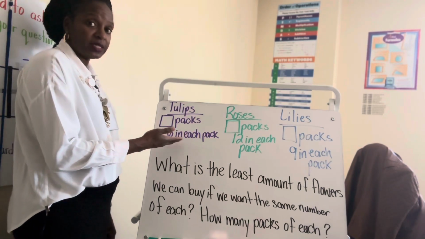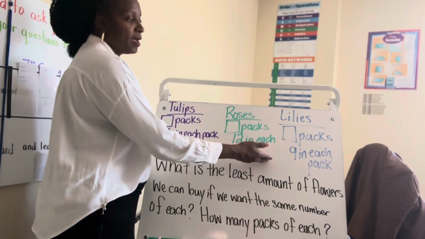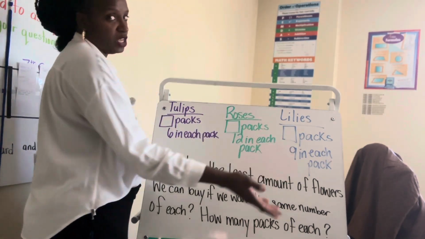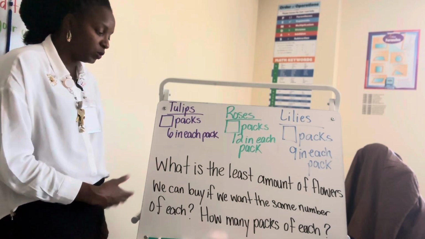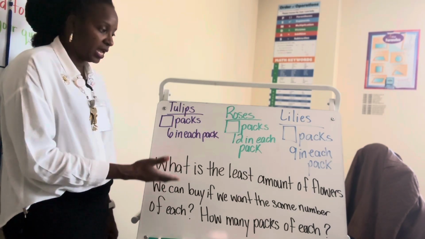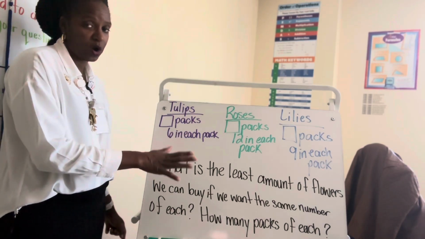With the tulips, 6 come in each pack. With the roses, 12 come in each pack. And with the lilies, 9 come in each pack. But the question is, what is the least amount of flowers we can buy if we want the same number of each? We start there. We'll answer the second part in a moment.